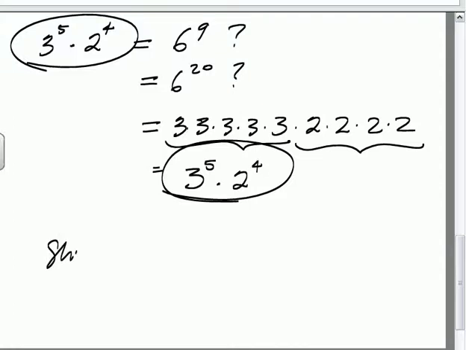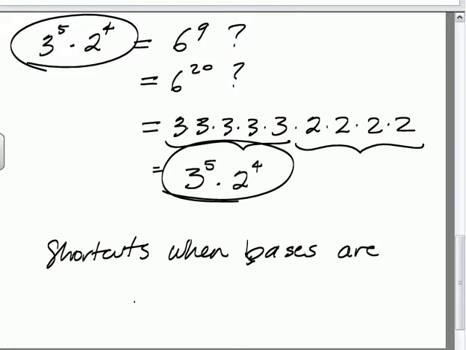So I'm going, well, nothing really exciting happened there, right? These shortcuts that we're looking at in these first 2 shortcuts only work when the bases are the same. If they're not, well, I can't tell you anything about that. Okay, we'll keep going and get our second shortcut in the next video.